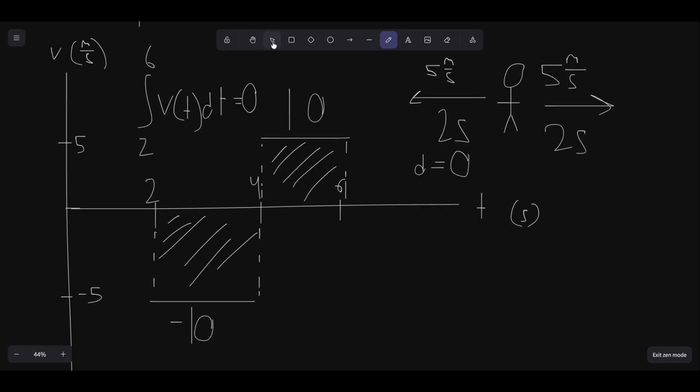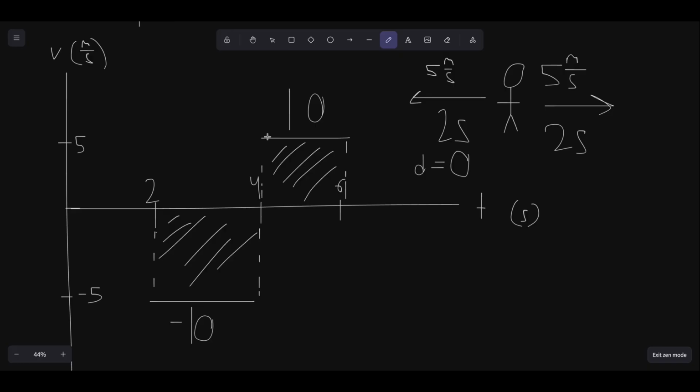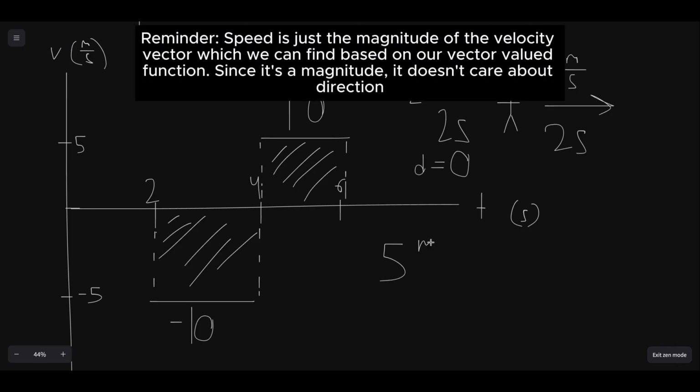However, if we're considering distance, well, how much distance has this person traveled? Keep in mind that distance is a scalar quantity, meaning that we do not care about direction. So if he's traveling 5 meters per second to the left, from a speed perspective, that's still going to be positive 5 meters per second, because speed doesn't care about direction.